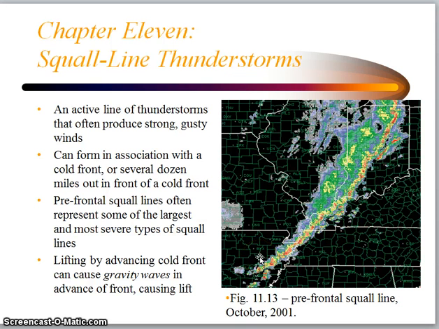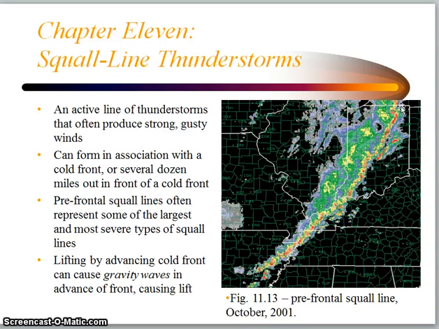So you can see that this squall line of thunderstorms actually stretches all the way from lower Michigan right down to northeastern Arkansas. These can form in association with a cold front or even several dozen miles out in front of a cold front. These prefrontal squall lines often represent some of the largest and most severe types of squall lines that we observe in continental North America.